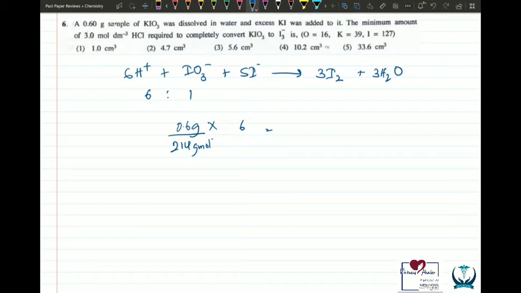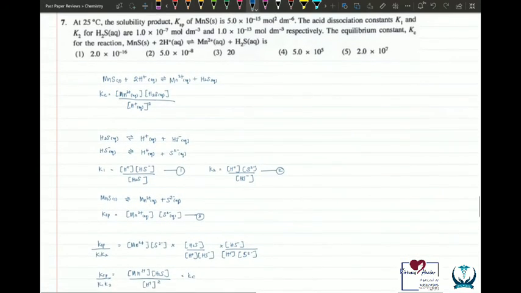They want us to find the volume and they have given us the concentration. So this will be equal to 3 moles per cubic decimeter into volume divided by 10 to the power 3, because the answers are given in cubic centimeters. Solving for this will give us 5.6 cubic centimeters. Therefore, the answer is 3.